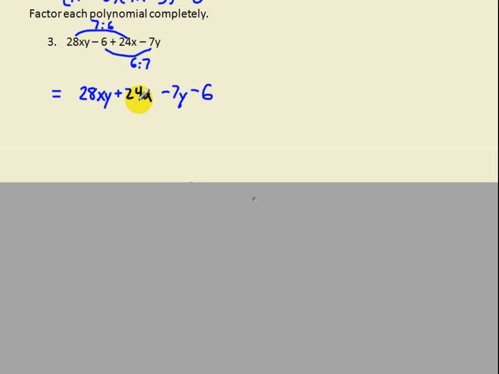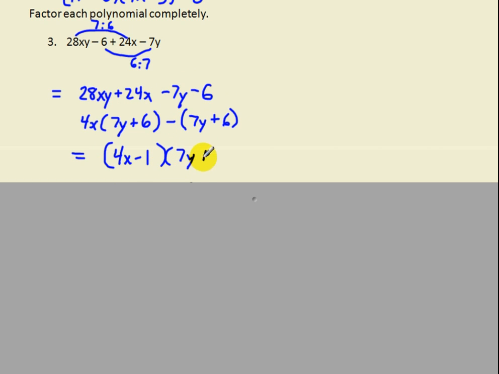So we're going to factor out what we can from the first two terms, which will be 4x. And then we end up with 7y plus 6. And then from the second two terms, again, we want the sign to match up here, so I'm going to factor out a negative 1. So minus 7y plus 6. So this is equal to 4x minus 1 all times 7y plus 6.